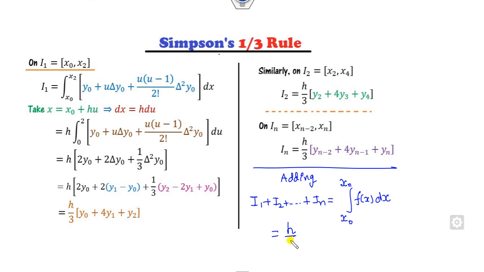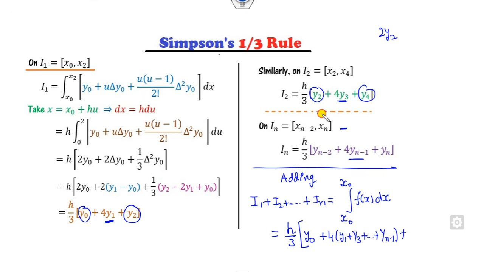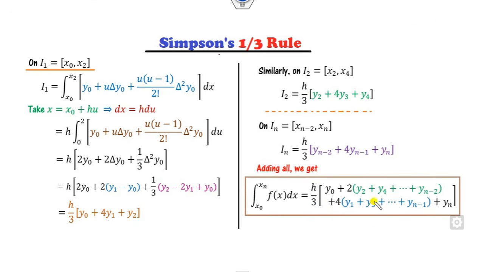What will happen? h over 3 is common. This is the y0, there is only 1 times y0. 4y1, 4y3, 4y5, 4 times of this. So it's y1 plus y3 and up to y(n minus 1). It's a y2, it's 2 times y2, next term is y4, 2y4, and so on. So that's 2 times of this part.